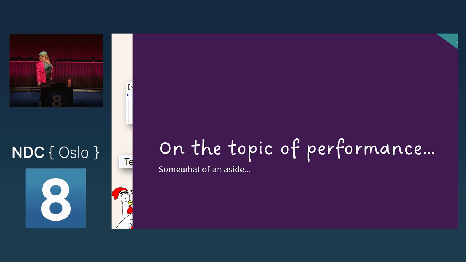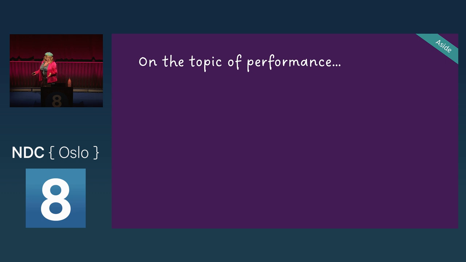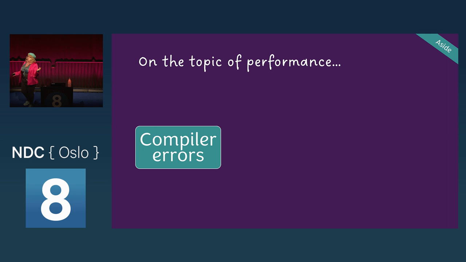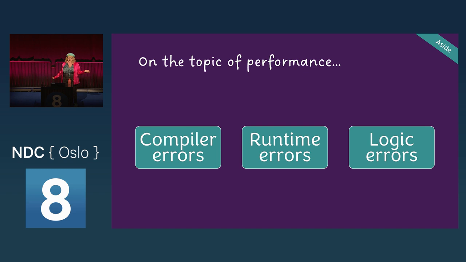This is a bit of an aside. On the topic of performance, just the time it takes to run your code isn't the only factor. So you've broadly got three categories of errors. You've got compiler errors, so that's when your types are wrong, for example, or your syntax is wrong. Runtime errors, where you've got something happening at runtime, say your value is null and you're trying to dereference it, you get a null reference exception. And logic errors, where the code runs fine, but gives the wrong answers.